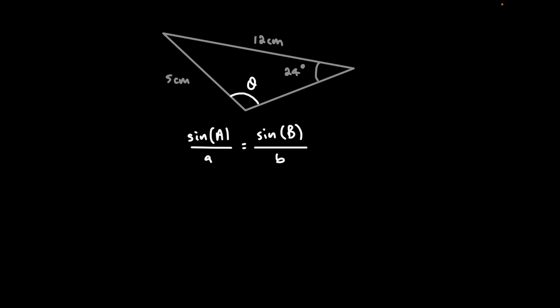So we have a pair of opposites that we know. We have 5 centimeters and its opposite angle 24 degrees. And we also have 12 centimeters, but we're missing the opposite angle of 12 centimeters. So let us now use that information in this formula here. So the sine of 24 degrees divided by the side length of 5 centimeters is equal to the sine of theta divided by the side length of 12 centimeters.